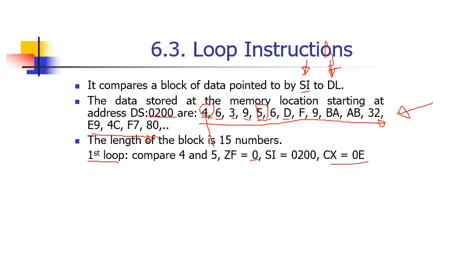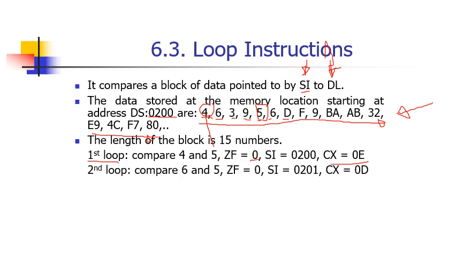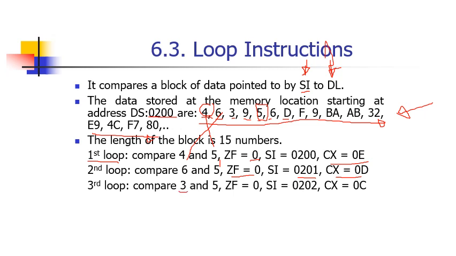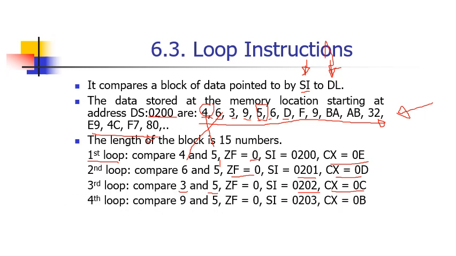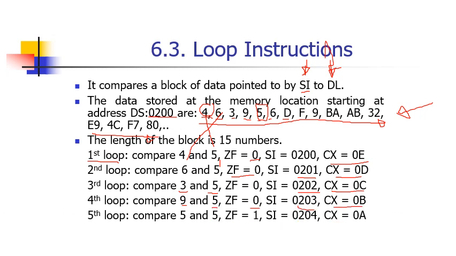Then you have to do one more iteration. Second loop, you pick 6. 6 is not equal to 5, your zero flag bit is not set. You decrement your CX and go to a new value, which is 3. 3 is not equal to 5. You go to a new value and decrement CX. You pick 9. 9 is not equal to 5, your zero flag bit is not set. You go to a new value and decrement your CX.